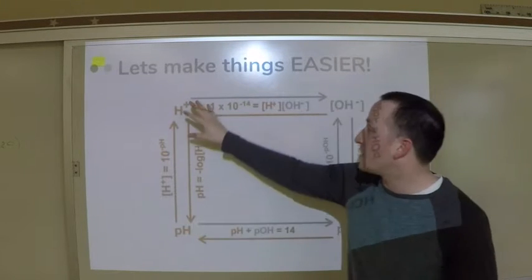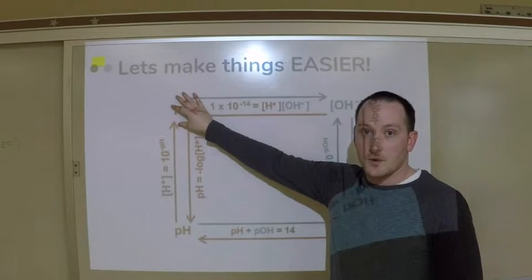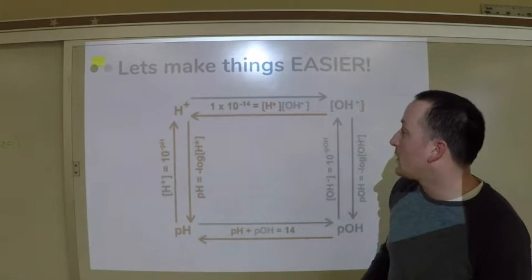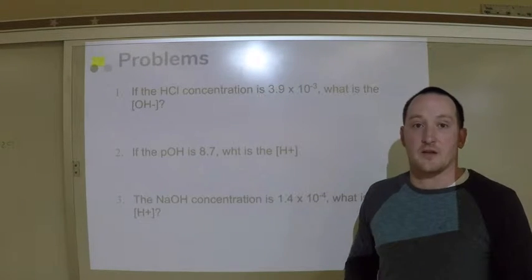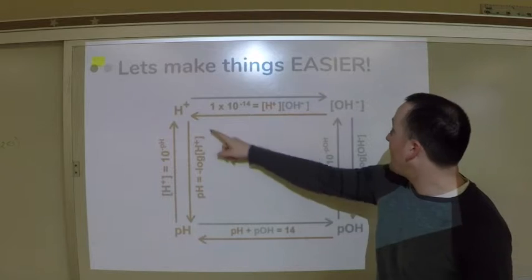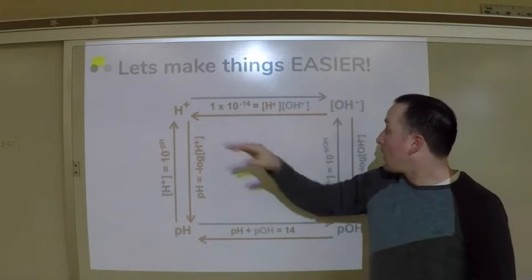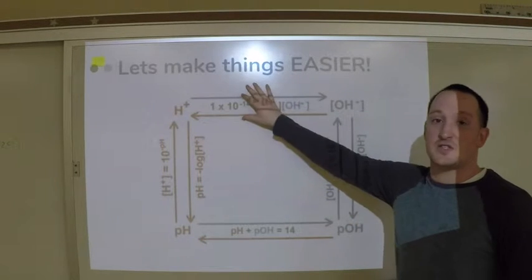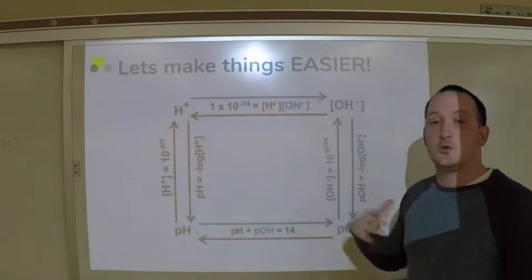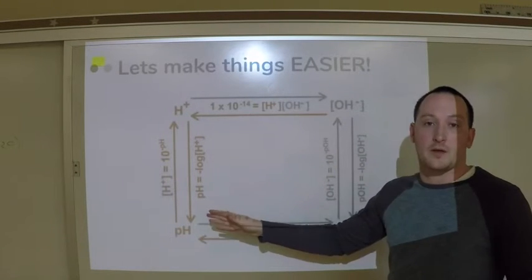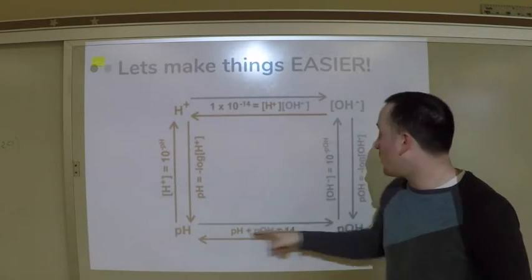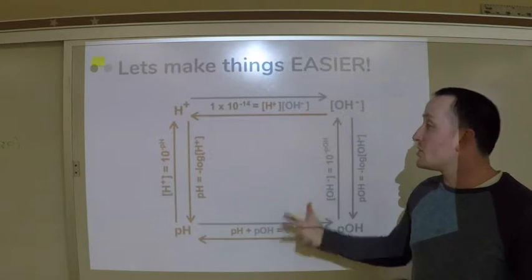Then I'm going to convert from my H+ to what the problem asked me to find. It said to find my OH minus. So that's right here. Now, we could go this way and use this conversion. Just to show you how to use all of these conversions, I'm going to go around the square this way.